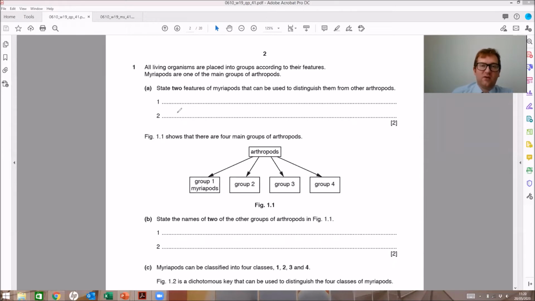Question 1. All living organisms are placed into groups according to their features. Myriapods are one of the main groups of arthropods. State 2 features of myriapods that can be used to distinguish them from other arthropods.